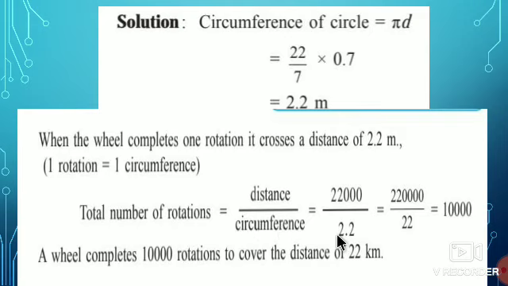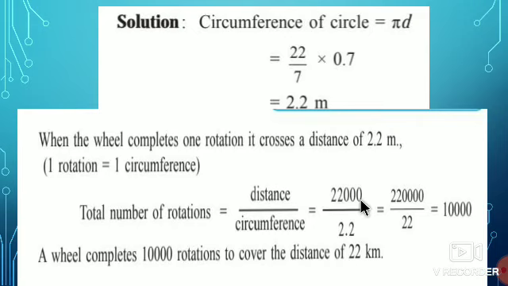Circumference is 2.2 and the distance is 22,000. So divide this, you will get 10,000. So a wheel completes 10,000 rotations to cover the distance of 22 kilometers.